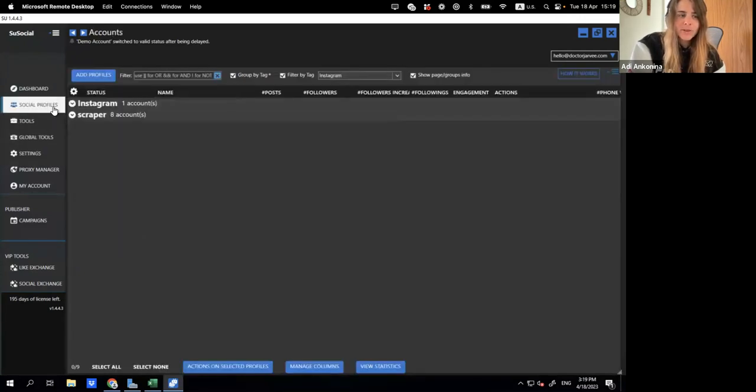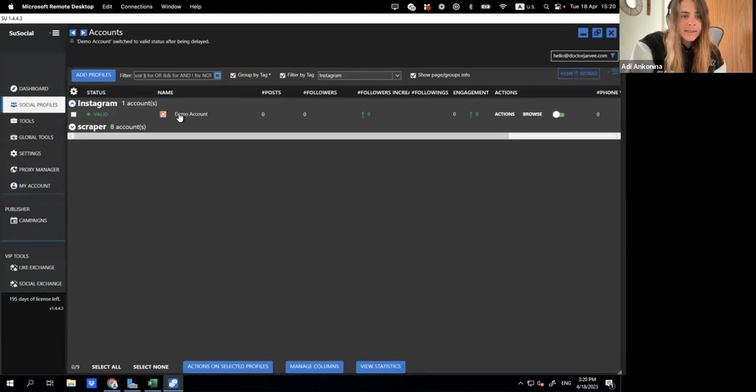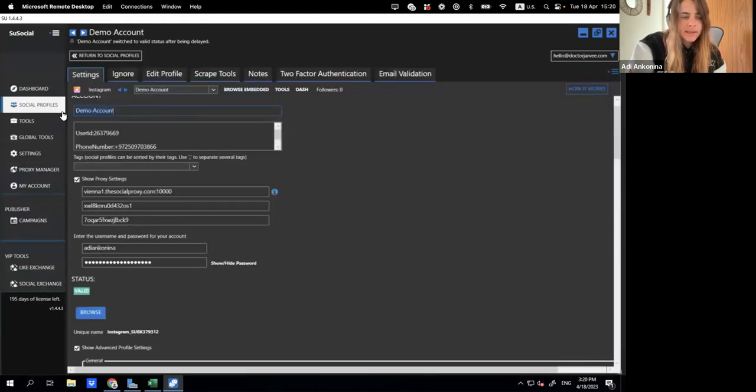Then you need to go to the social profiles, and what we recommend is, if let's say you want to start with one account, the first package of 10 accounts will be good for you. You need to click on add profile of Instagram, and this is how it will look. You can give it a name here. We call this demo account. You can give it a demo account name or the name of the account you want to run. Then here you need to put the proxy settings: the IP, the port, the username, the password. And then here you put your username and password as well.